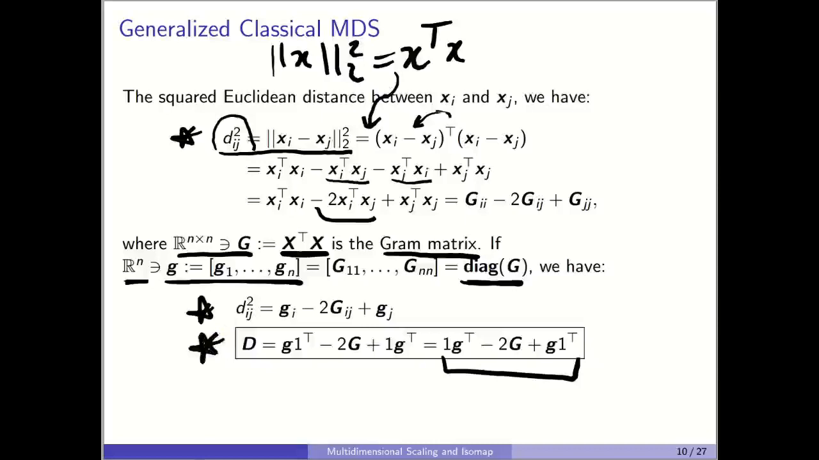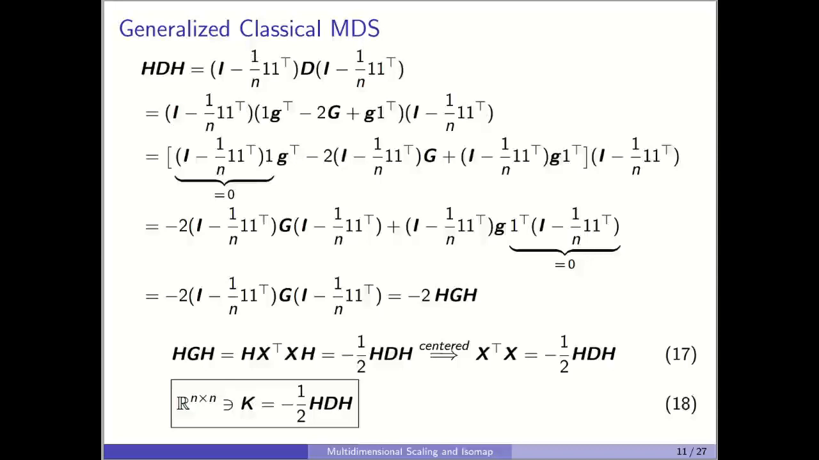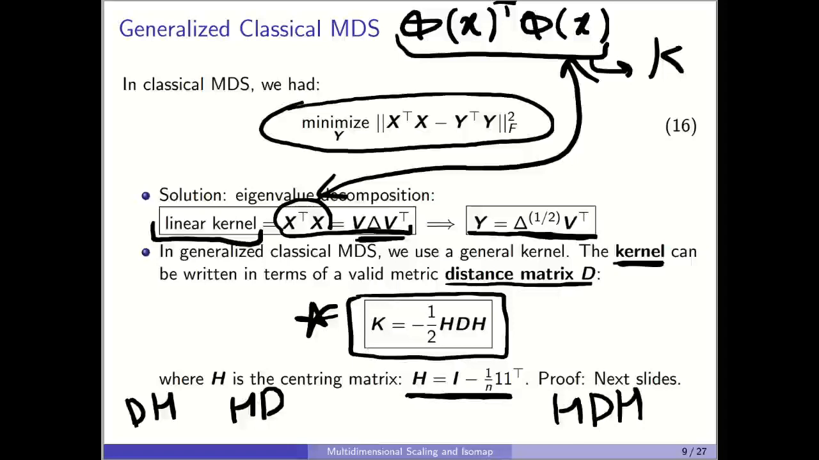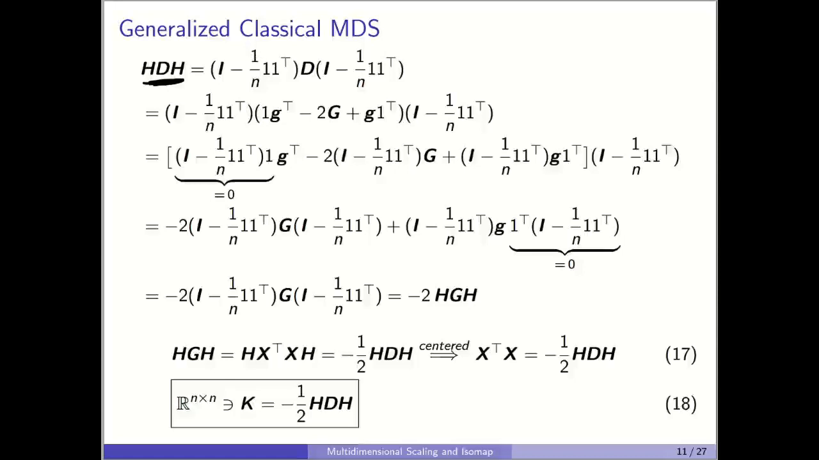1 is a column vector of ones. Then let's have HDH here. Let's simplify HDH. Why? Because here we had HDH too. This is the definition of the centering matrix, and then we replace D with what we found here. Then let's multiply this term into this parenthesis. We will have these terms. We still have the last term here, and as you can see, this is a vector of ones, and when we center it, it becomes zero. So this term is cancelled. We will have these terms. Then now let's apply this last term into the parenthesis. We will have this.